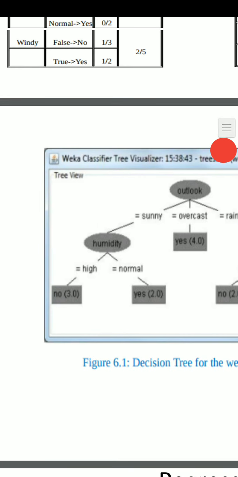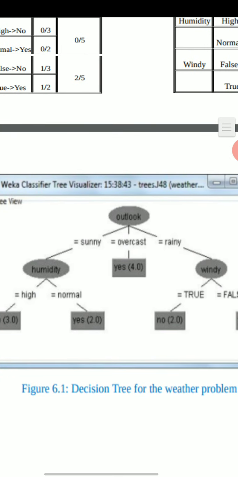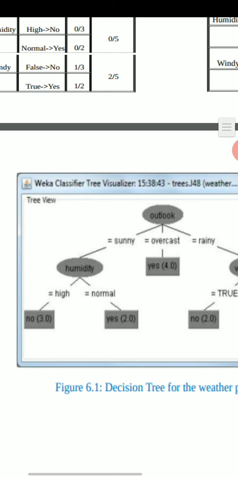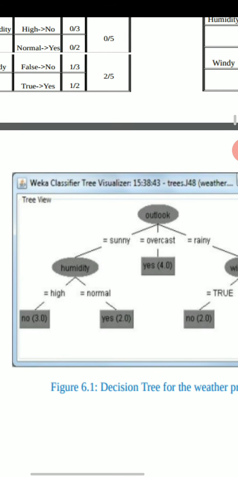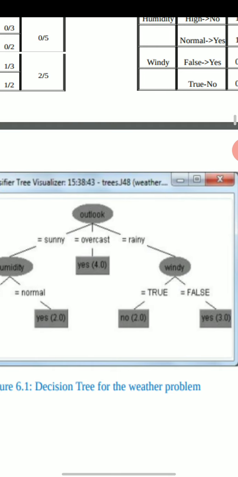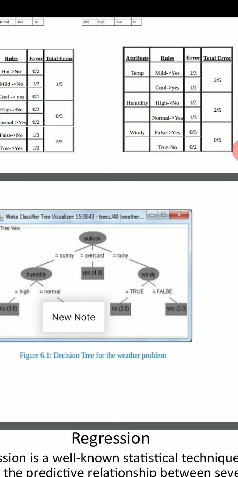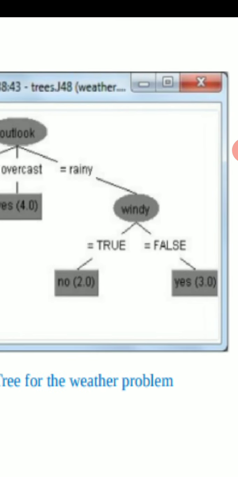So now, outlook is equal to sunny. Coming to sunny, you have humidity. Humidity is towards your left side. Humidity, what is mentioned? It is mentioned as high, 0, no, and normal, yes, because 2 comma 0, and windy, if it is true, it is no. And that is how you need to make a decision tree.